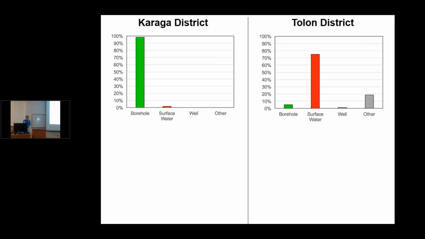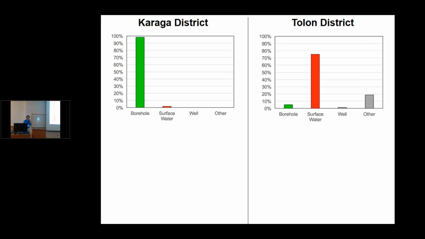The major difference involves primary drinking water source. In Karaga district, which is on your left, the primary drinking water source typically consists of boreholes. So these are protected groundwater sources, not typically at risk for as much contamination from agricultural chemicals or from pathogen exposure. Whereas in Talone district on the right, their primary drinking water sources are typically surface waters, so things like lakes and ponds, and constructed dams, which are at much greater risk of contamination.